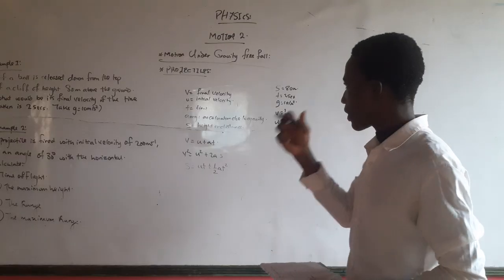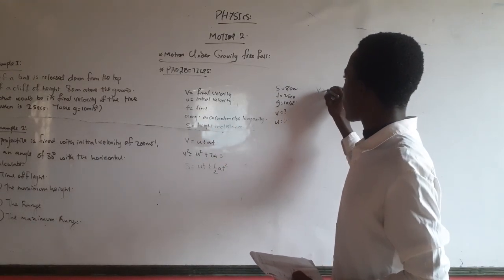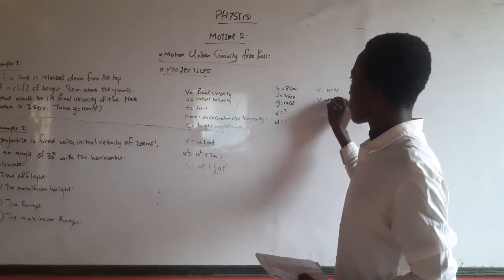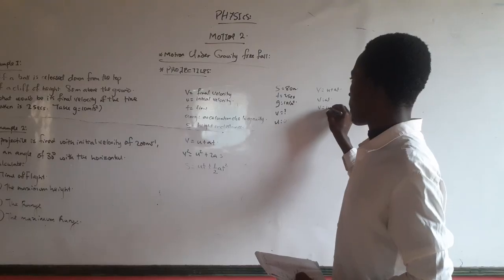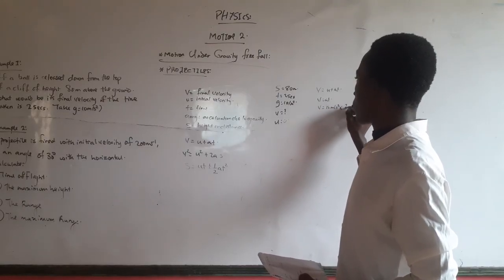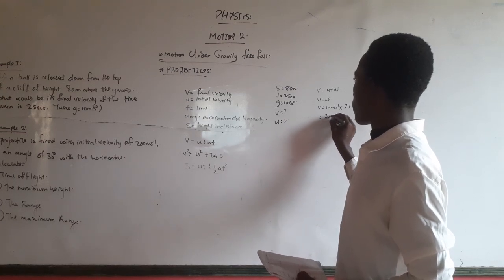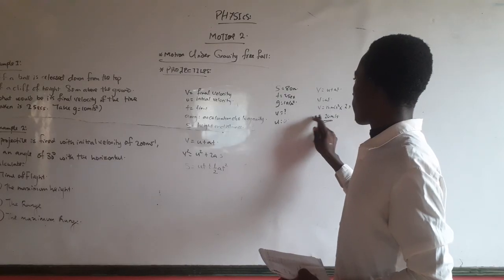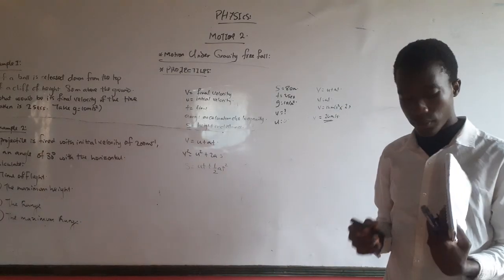So you can find the final velocity v. V is equal to u plus at. Since u is 0, v is equal to at. What was a? A is 10. So v is 10 meters per second squared multiplied by 2 seconds. When you multiply, you have 20 meters per second. So the final velocity is 20 meters per second.